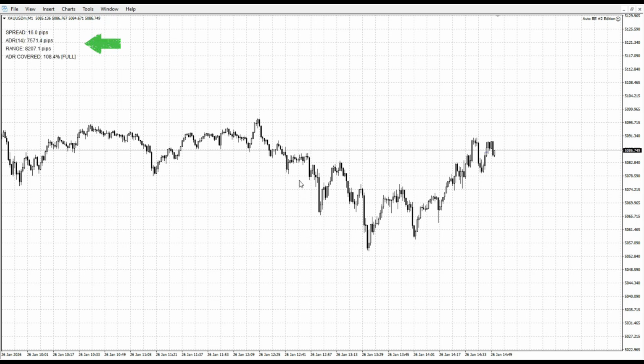Let's quickly break down what each of these values means. Spread shows the current difference between the buy and sell price. Average daily range shows the average number of pips the market moves per day based on historical data. Current day's range shows how many pips price has already moved today, from high to low, and the percentage of the average range covered shows how much of today's movement has already been completed compared to the normal daily range.